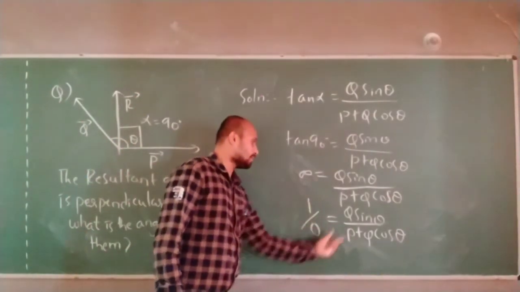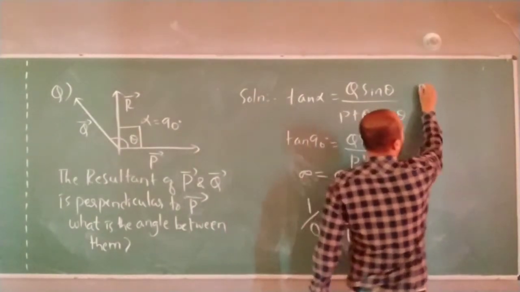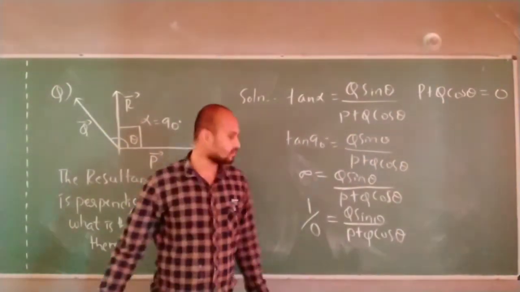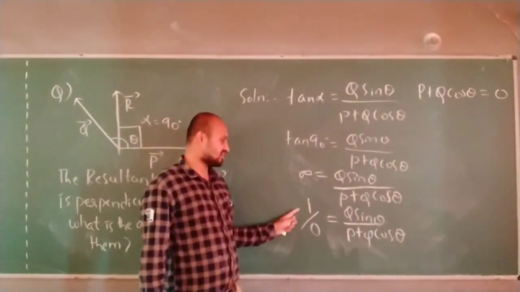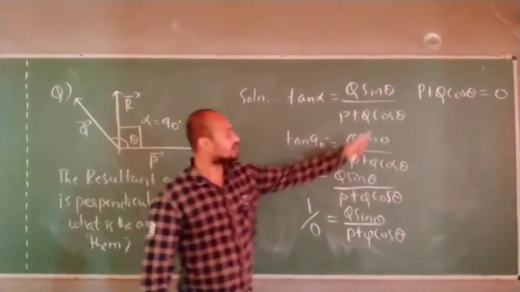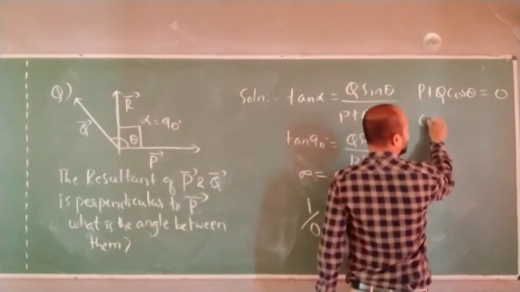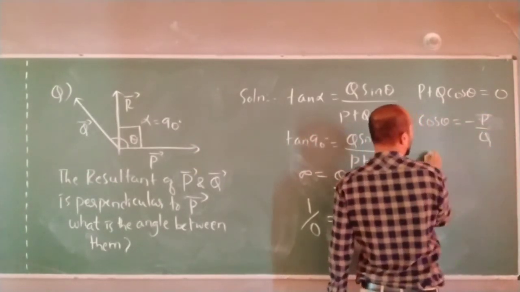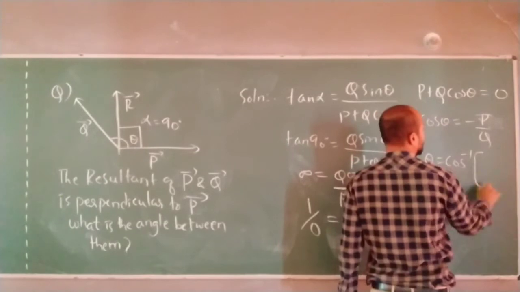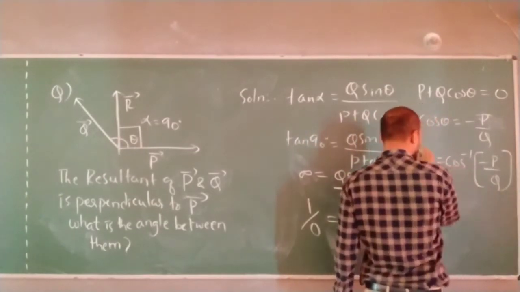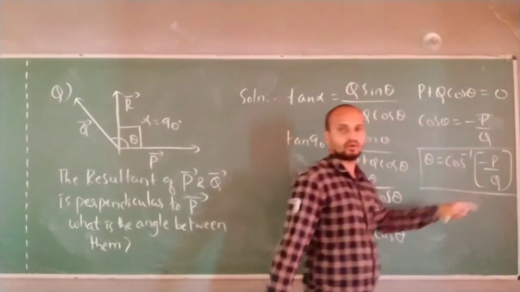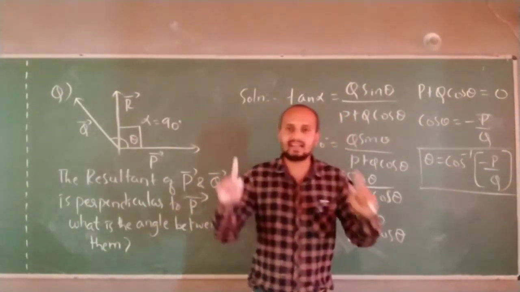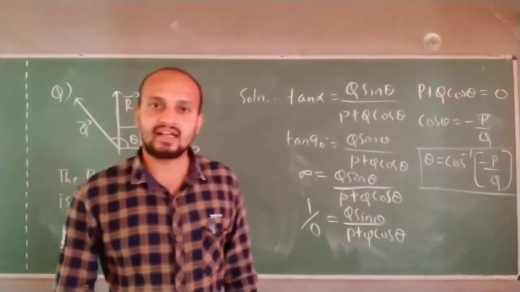So you cross multiply here. If you cross multiply, 1 into p plus q cos theta will be equal to 0 into q sin theta. So p plus q cos theta will be equal to 0. Or cos theta is equal to minus p by q. Or theta is equal to cos inverse of minus p by q. If you know the value of p and q, this is one of the formulas you can use. What is this formula? Find the angle between two vectors.